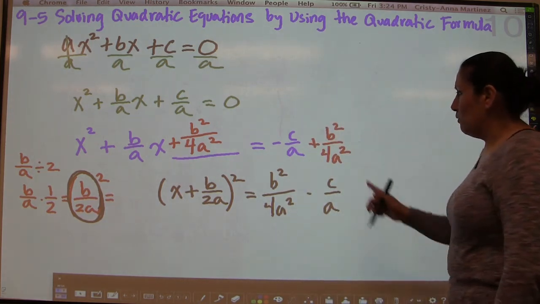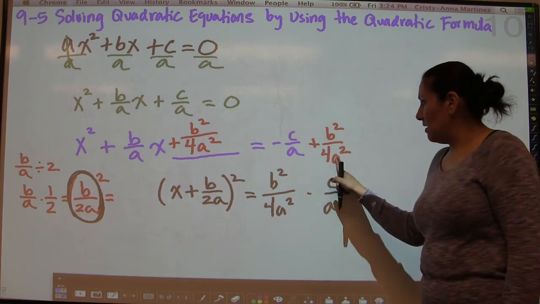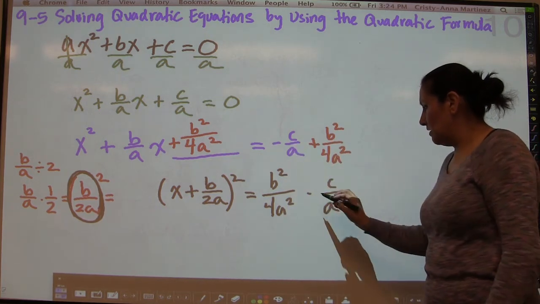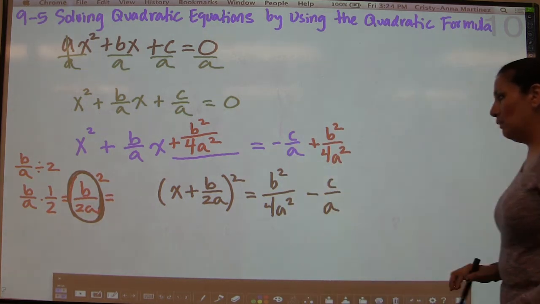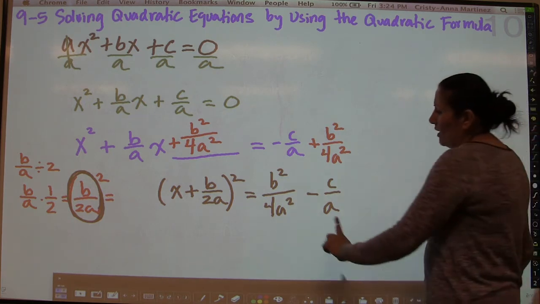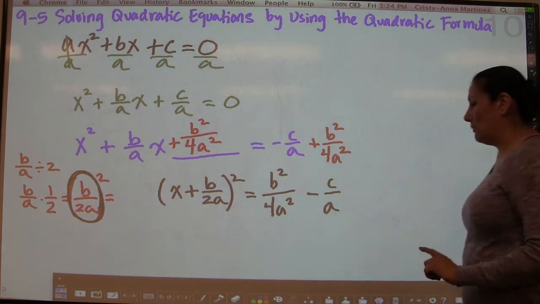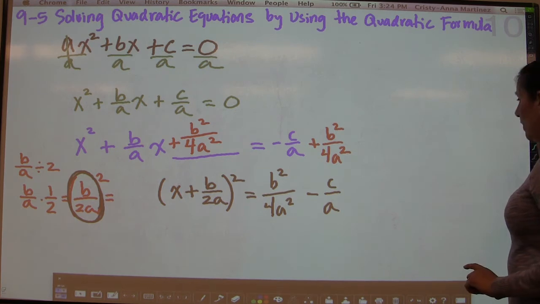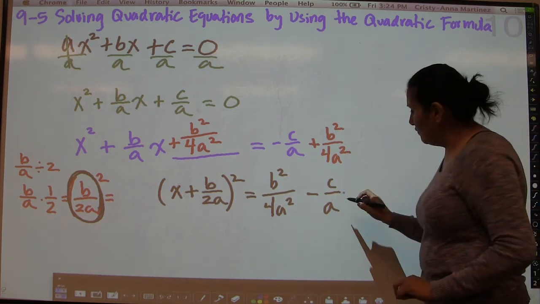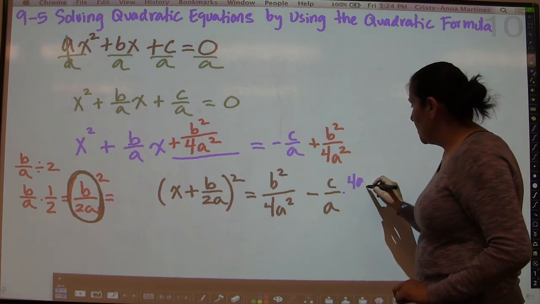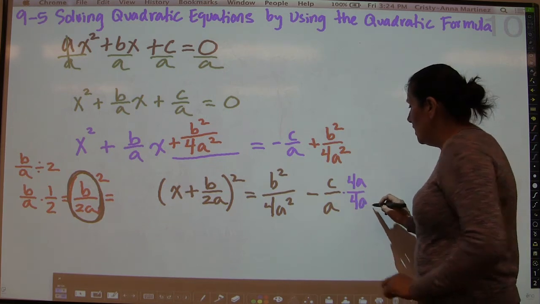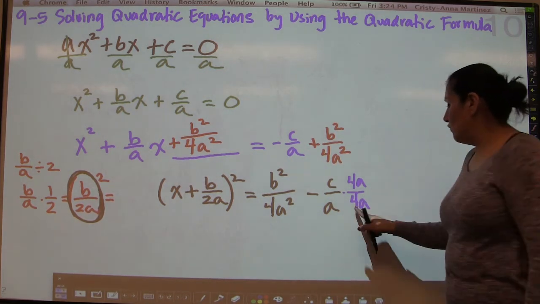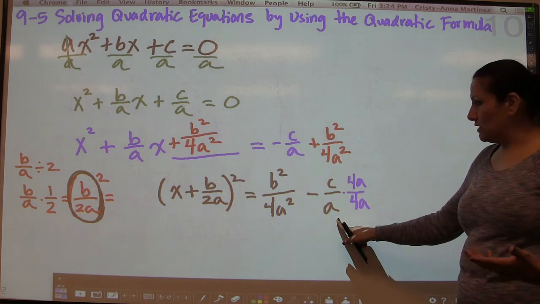All right, doesn't matter which order you write those in, as long as this is positive and this is negative. This is positive, this is negative, so we're all good. All right, and now we all probably know that when you want to combine fractions, you have to have a common denominator, which we don't have right now. So I'm going to multiply this fraction by 4a because the common denominator is 4a squared. So 4a times a will give me 4a squared.